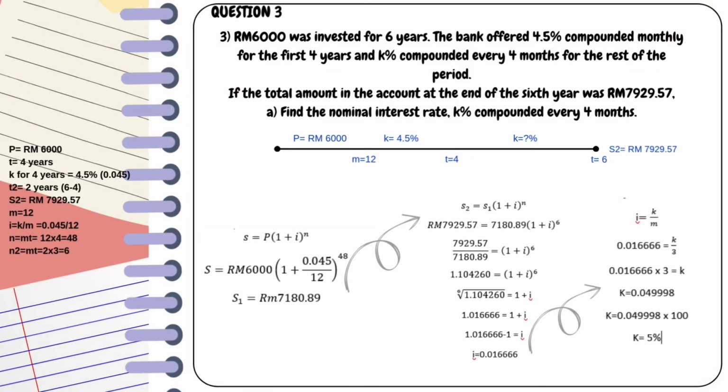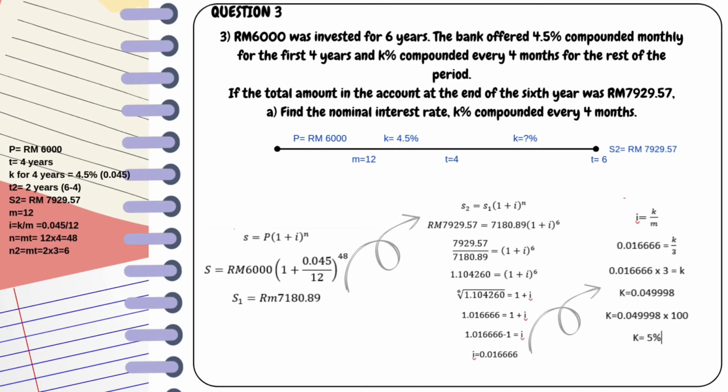Next is question number 3. RM6000 was invested for 6 years. The bank offered 4.5% compounded monthly for the first 4 years and K% compounded every 4 months for the rest of the period. If the total amount in the account at the end of the 6 years was RM7,929.57, find the nominal interest rate K% compounded every 4 months.